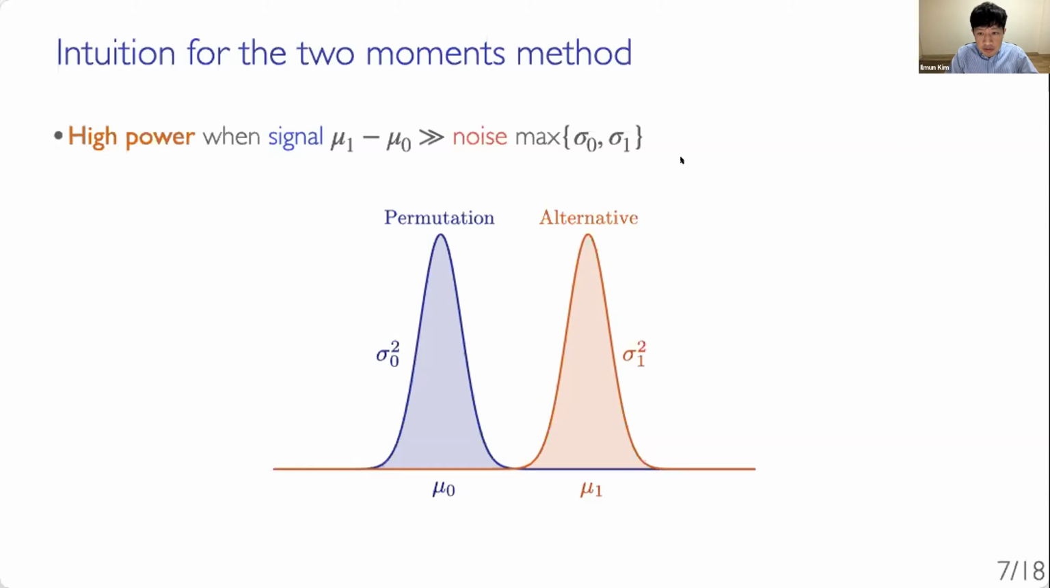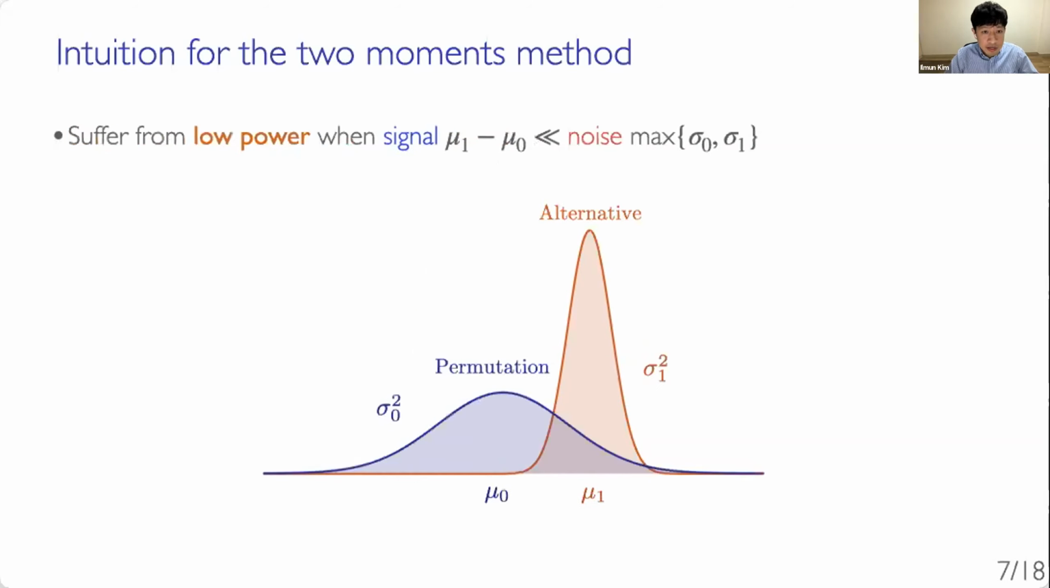More specifically, if the signal, which is defined as the difference in means, is significantly larger than the noise, which is the maximum of the variances, then we can expect that the permutation test has high power. On the other hand, when the signal is much smaller than the noise, then there is no hope that we can reject the null, which leads to low power. So in other words, if we have a good understanding of the first two moments of the test statistics, then we can roughly characterize the power of the permutation test as well.